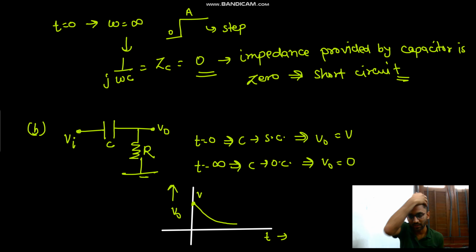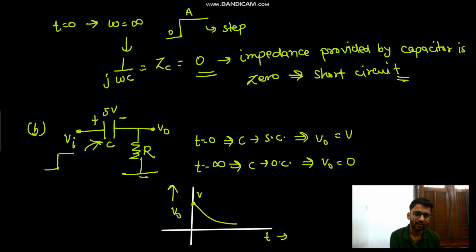Or what you can say, at t equals 0 we have current V by R, and because of the V by R current the capacitor slowly starts charging in this direction, and at steady state it reaches 5 volt.